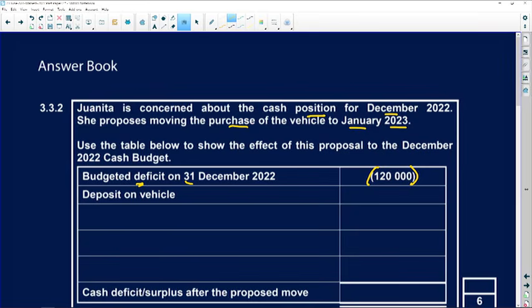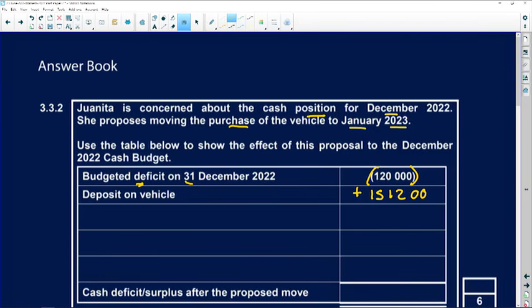Remember, a budget is a plan. It doesn't mean you've got to stick to that plan. So she's deciding, hang on, I'm going to have an overdraft, I'm going to have a deficit, I'd rather postpone the purchase of this vehicle. By postponing, what is she now going to save on in that month? Clearly the deposit on the vehicle that we just calculated will be a saving. She'll no longer have to pay that deposit of 151,200, so we can add this back.